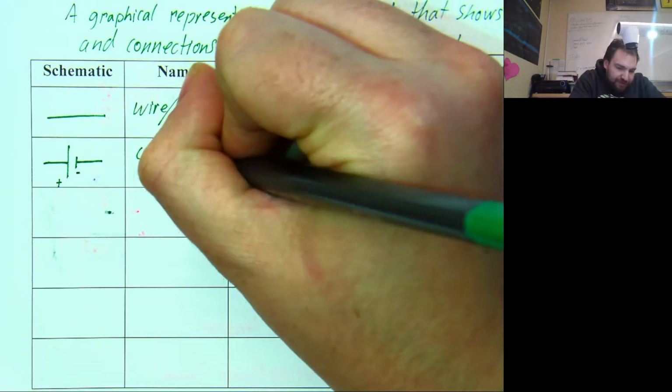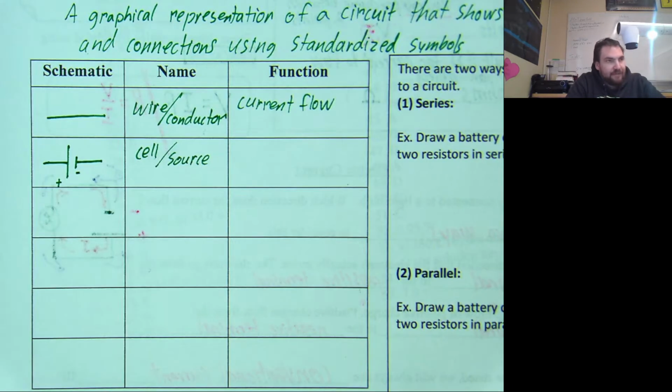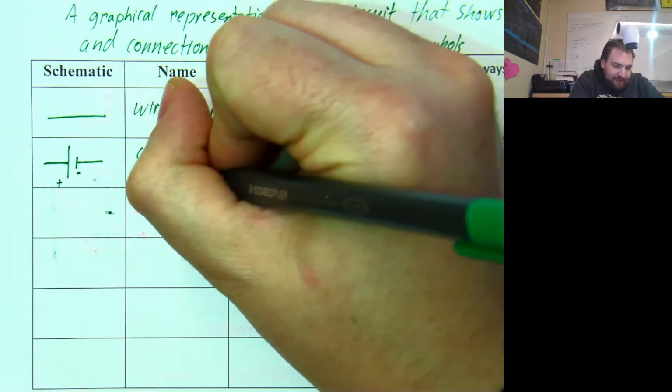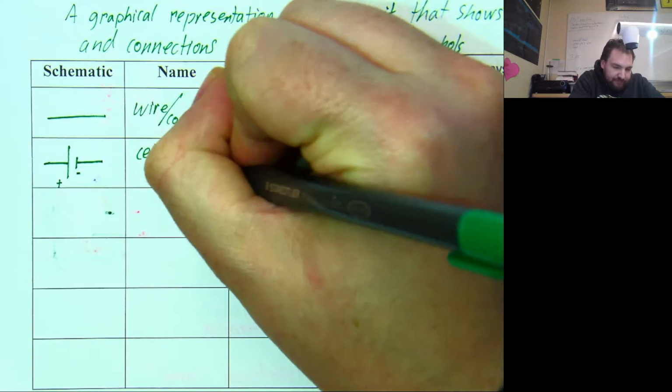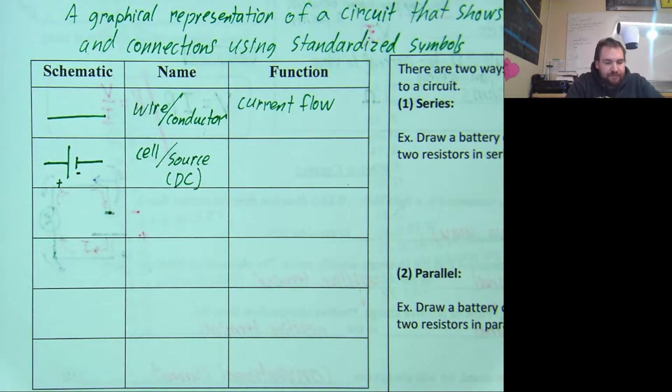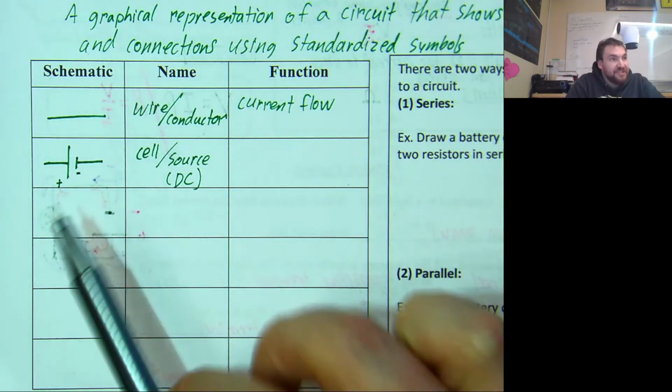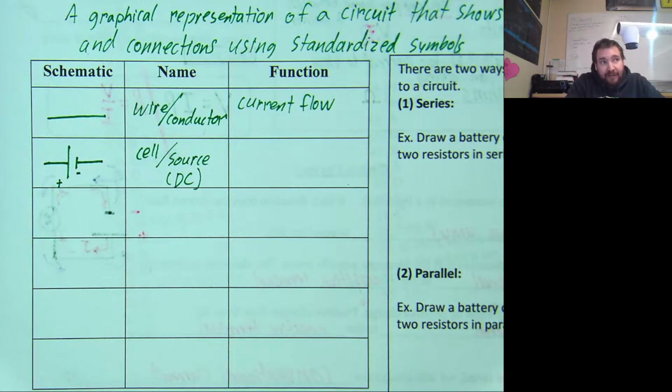It's also called a source. And typically this symbol is DC, direct current source. You put a bunch of cells together, now you have a battery. But a single cell is technically a cell. Battery is multiple cells together.